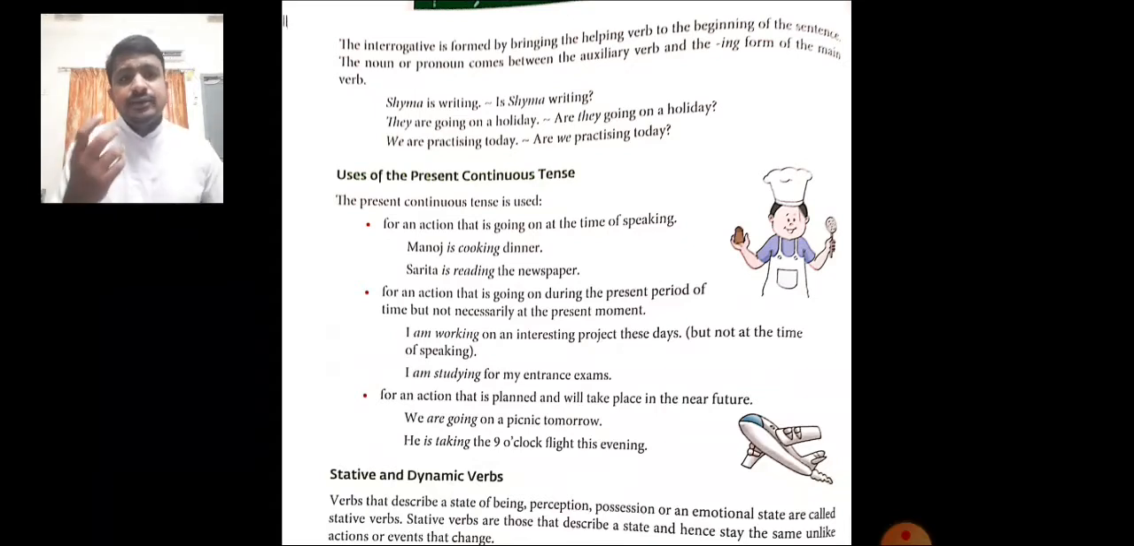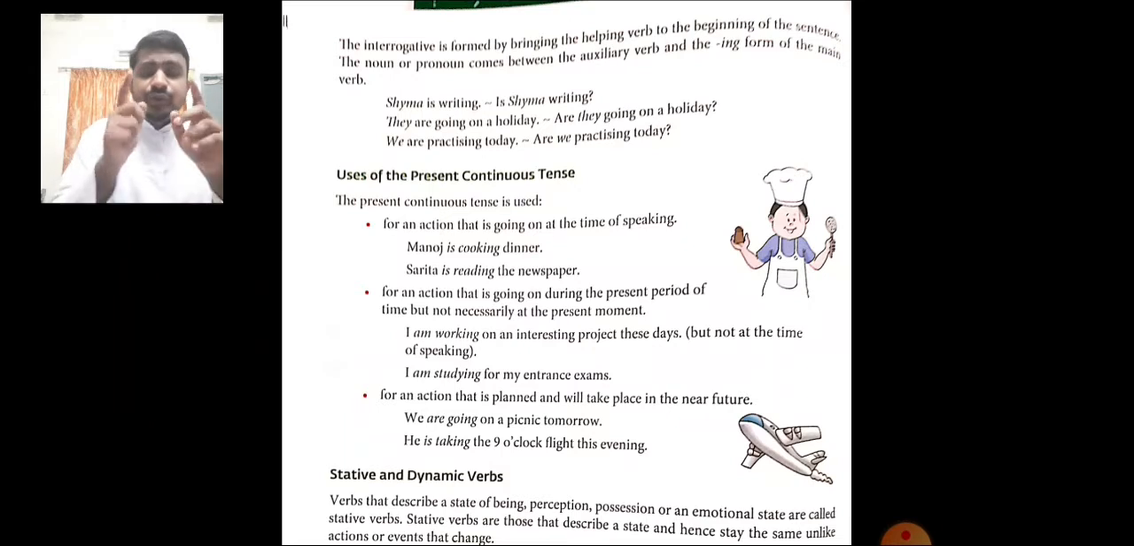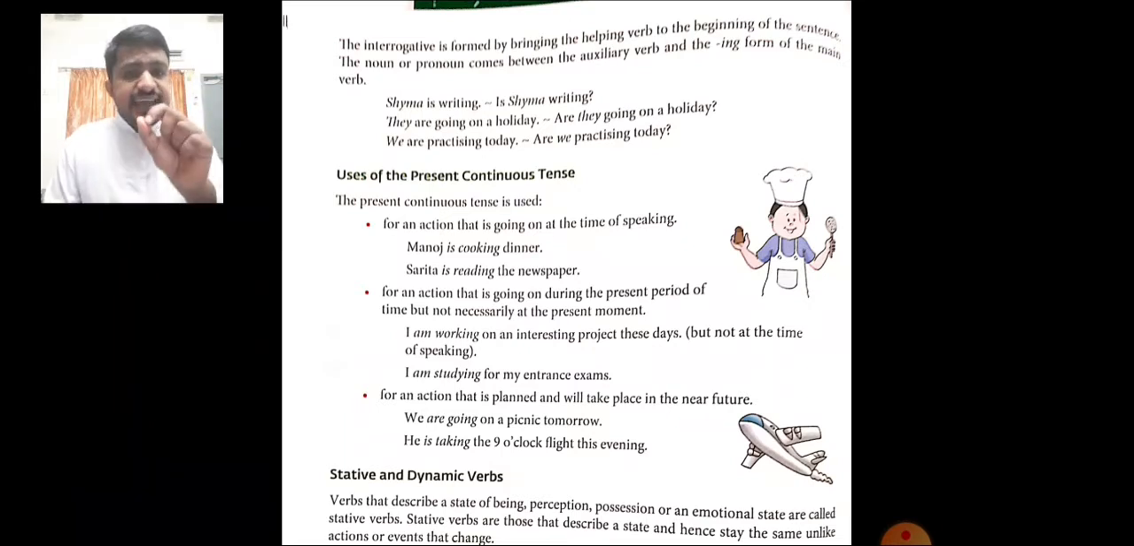Now we shall see three usages of present continuous tense. First one is an action that is going on at the time of speaking. For example, now you are listening to me. That is an action which is going on now. So in that sense, you need to use present continuous tense.